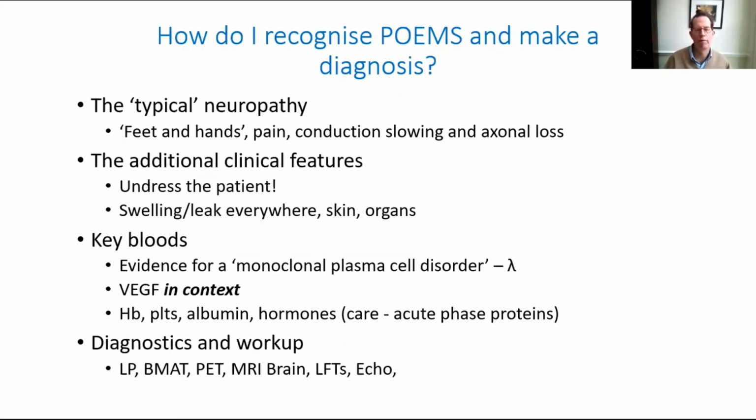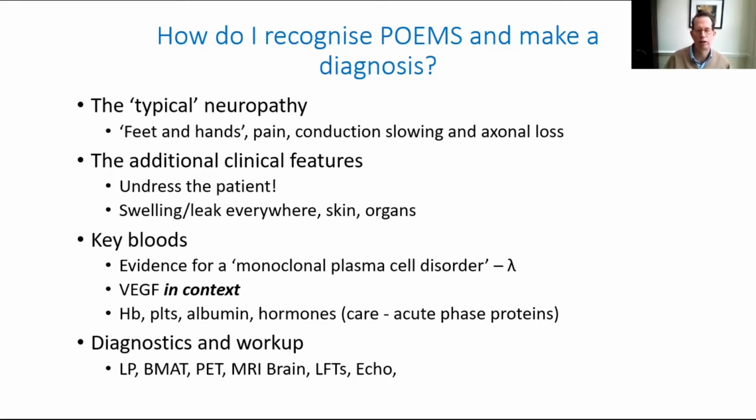In POEMS syndrome, there's a very typical neuropathy that you can recognize. The feet are affected and the hands are affected, but more proximally, there is no involvement. There's often pain. There is conduction slowing affecting the upper limbs and very early and profound axonal loss in the lower limbs. The additional clinical features are important.